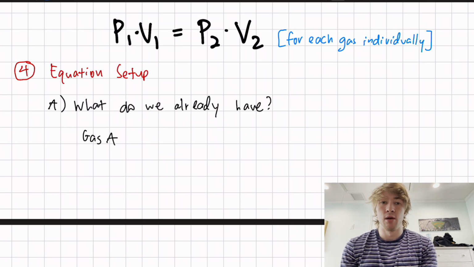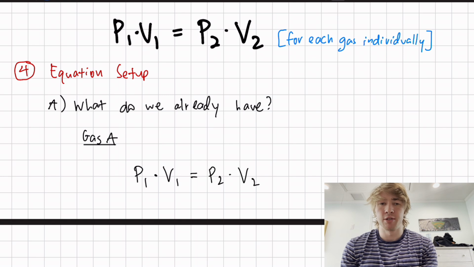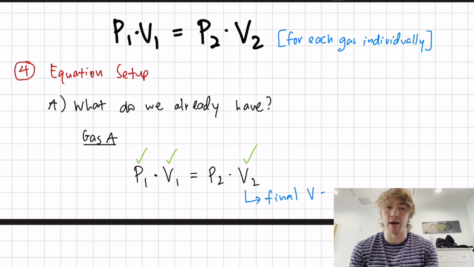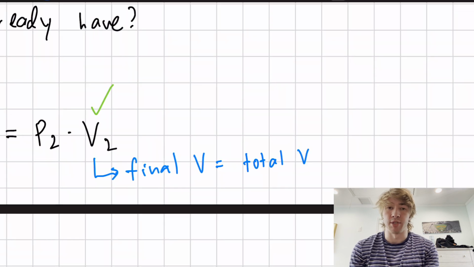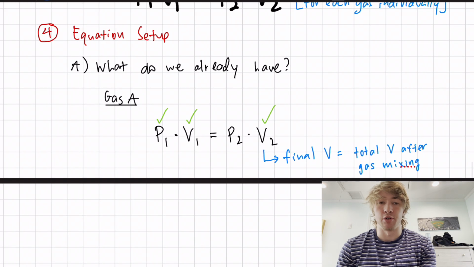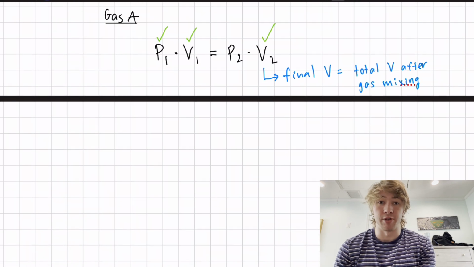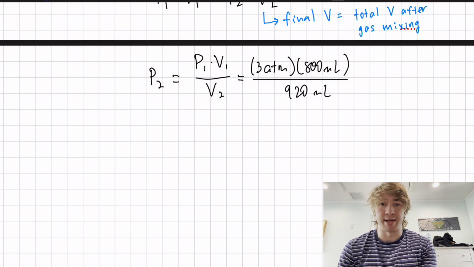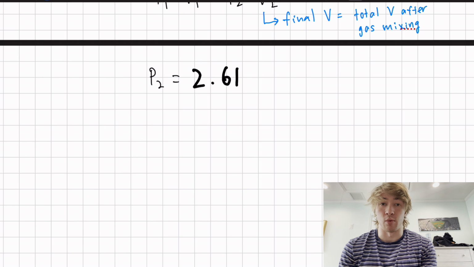For gas A, we're given the initial volume and pressure, and though it might not initially be obvious, we actually do have that final volume, V2. Since chamber A was 800 milliliters and chamber B was 120 milliliters, after the gases mix, they'll each have 920 milliliters of room. So that's our V2. We're clearly solving for P2 here, that's our only unknown. So after rearranging and substituting, we get that the final pressure of gas A is 2.61 atmospheres.